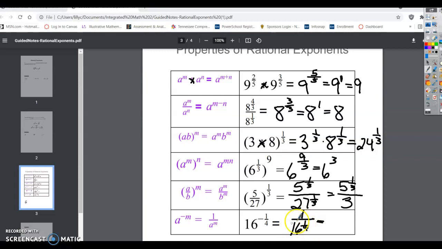Since 16 to the 1/4 equals 2, I'm going to go ahead and rewrite that as 1/2. If you don't know what the fourth root of 16 is, just think of 2 times 2 times 2 times 2. 2 to the 4th power is 16. So 16 to the 1/4 power is 2.